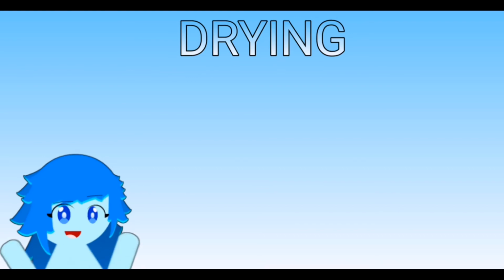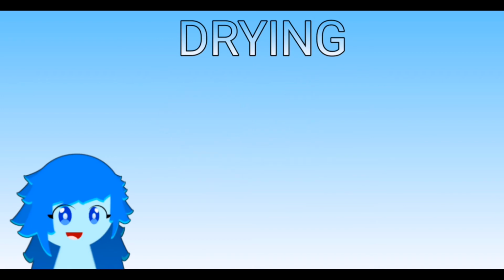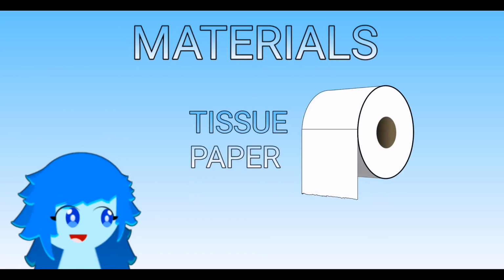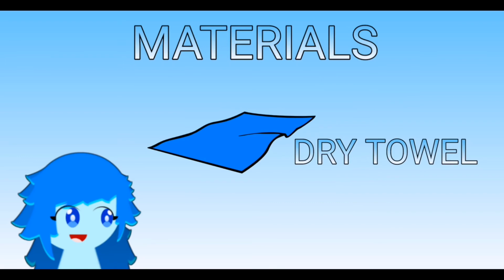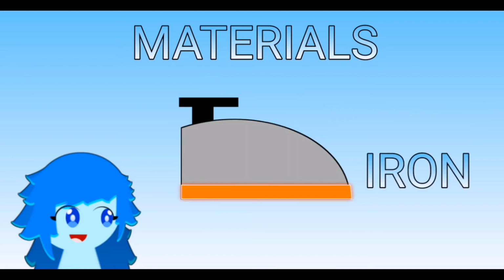And lastly, drying. So what is drying? Drying is the removal of water from a substance by evaporation. We are going to perform the steps in drying clothes. Here are the materials that we are going to use. First, tissue papers. Second, dry towel. Third, wet cloth. Fourth, iron.